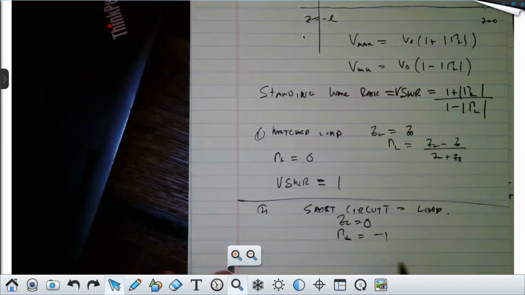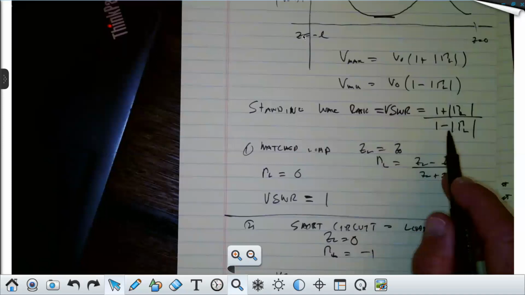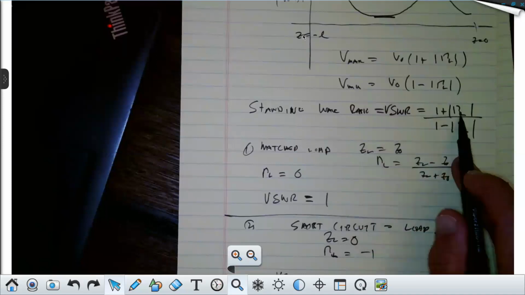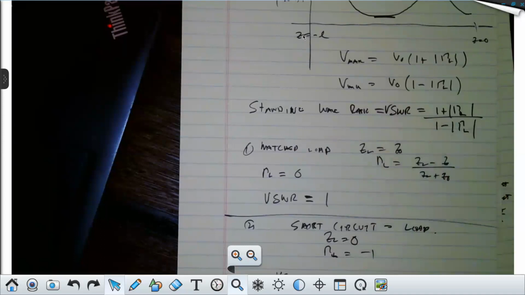So what happens to the voltage standing wave ratio in that case? Well, just take a look at the equation. If that's the voltage standing wave ratio, 1 plus the magnitude of gamma L over 1 minus the magnitude of gamma L. If I have 1 plus 1, I have 2, right? And if I have 1 minus 1, I have 0. What is 2 over 0 in a word? Infinity. It's infinite. That's my point. The voltage standing wave ratio is infinite.